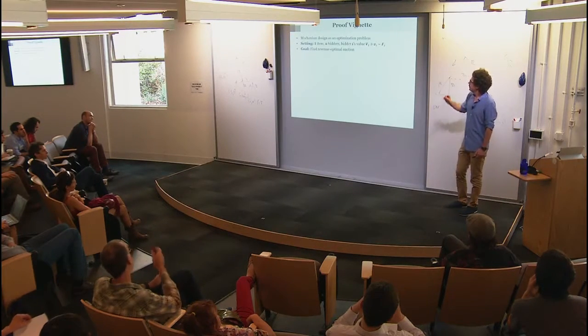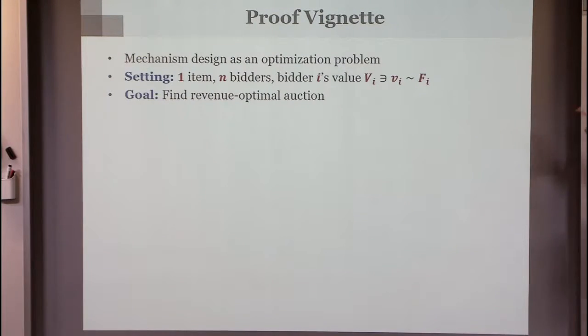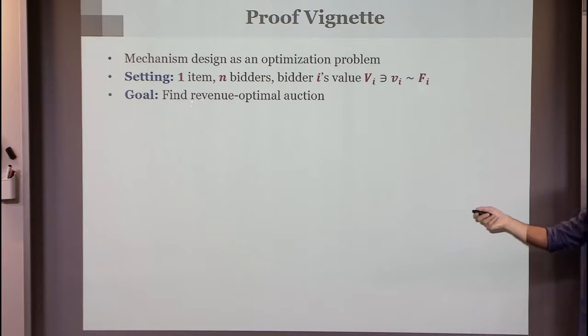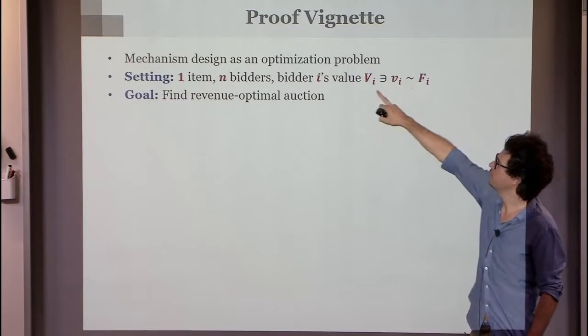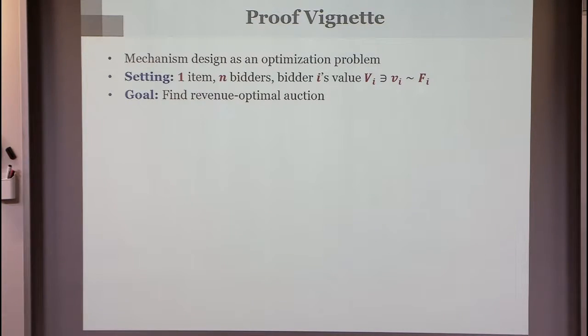So I want to instantiate this abstract setting in a very simple case that we already know how to solve. I'm going to have one item and n bidders, and each bidder i will have some scalar value that belongs to some set Vi and is drawn from some distribution Fi. Both the distribution and the set are known. The realized value of the bidder isn't known. So it's a Bayesian setting, and the goal of the auctioneer is to optimize revenue.